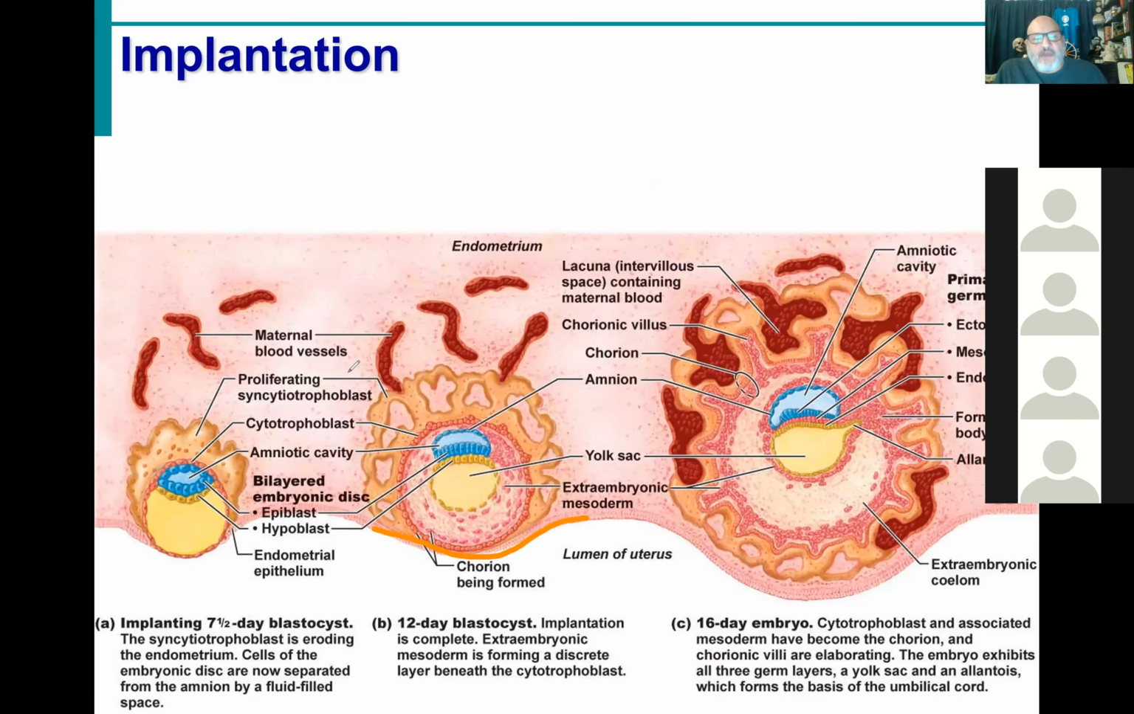But notice also, as it dissolves away the tissue and dissolves away the blood vessels, we start to get the formation of those blood-filled cavities, what are known as the intervillous spaces. And notice we're starting to get these finger-like extensions of the trophoblast, what we call the chorionic villi. And this structure, these finger-like extensions and these fluid-filled spaces, are eventually going to form our placenta.